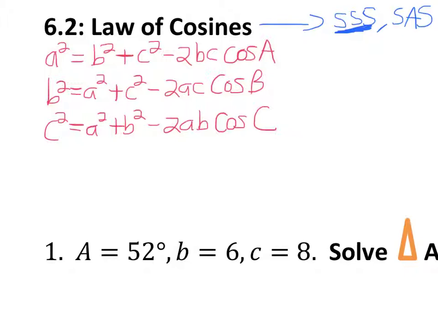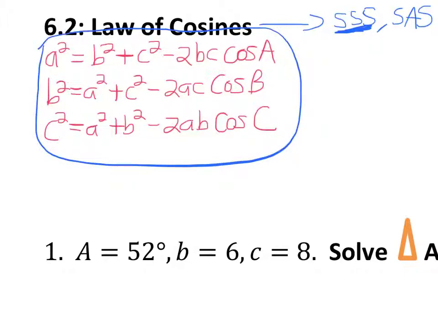You could use any of these three formulas. It depends on what you have to find. And it doesn't matter if you have to solve for the triangle, you could use the first formula to get angle A first, or the second formula to get angle B first, or the third formula to get angle C first. And then after that, you use law of sine.